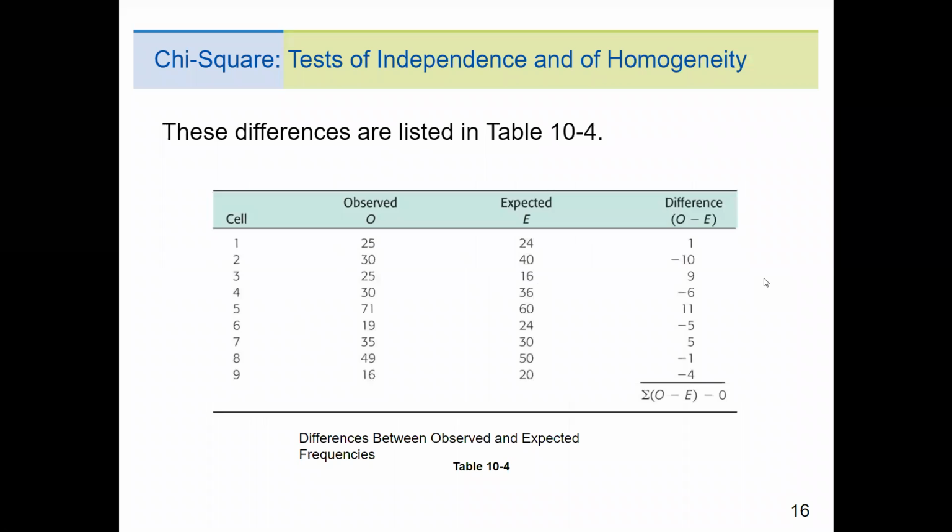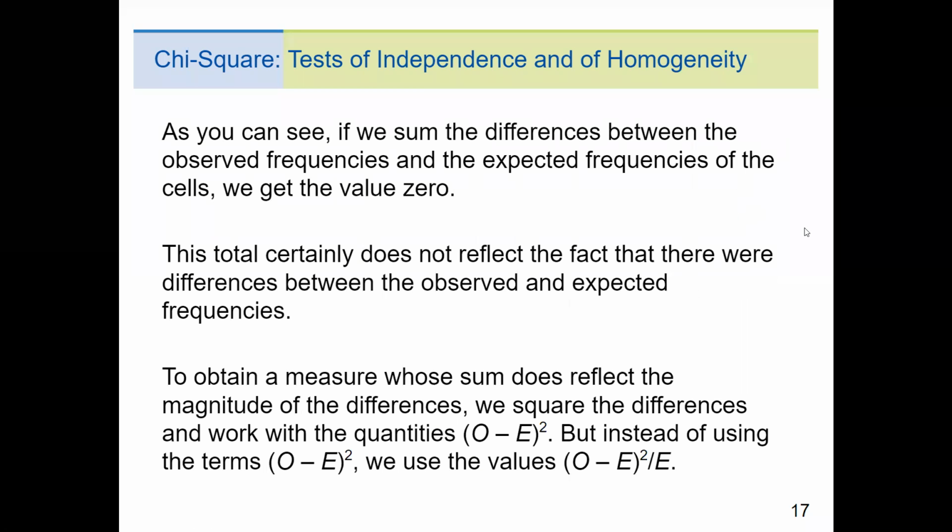So these differences are listed in table 10.4. You have your cell, your observed, your expected, your difference. All right. Take a look at that. As you can see, if we sum the differences between the observed frequencies and the expected frequencies of the cells, we get the value 0.